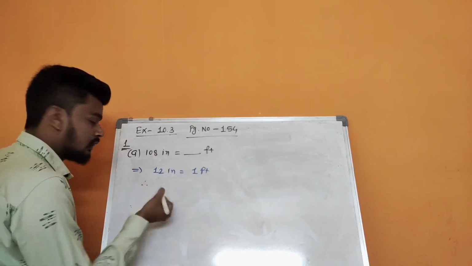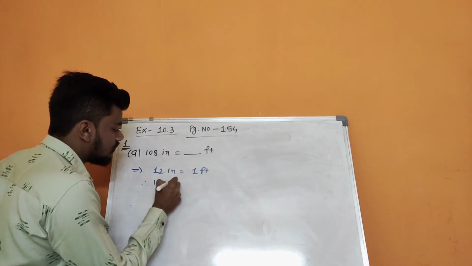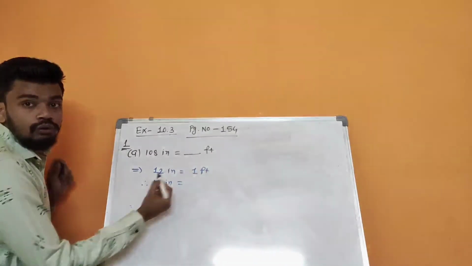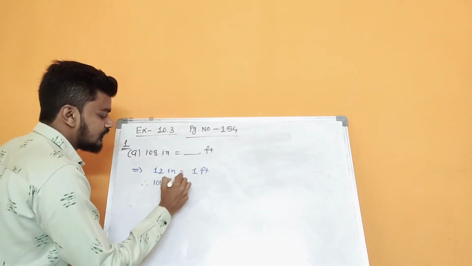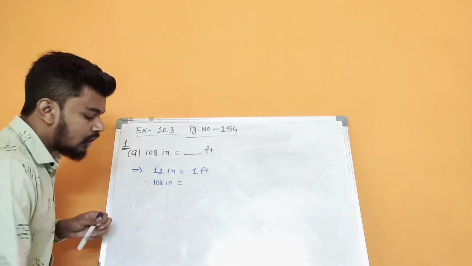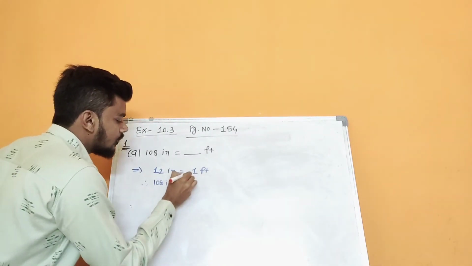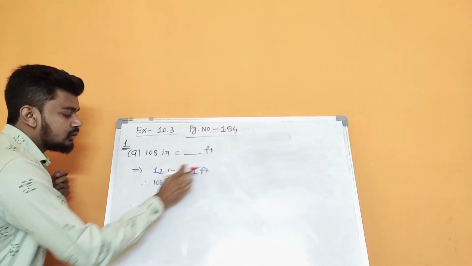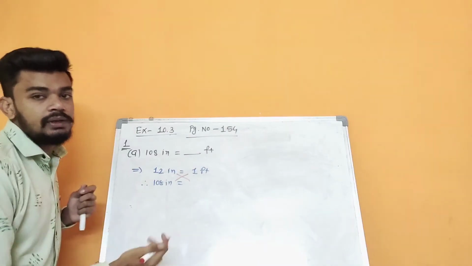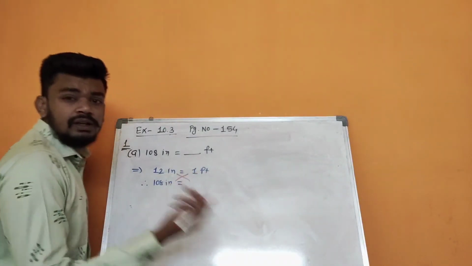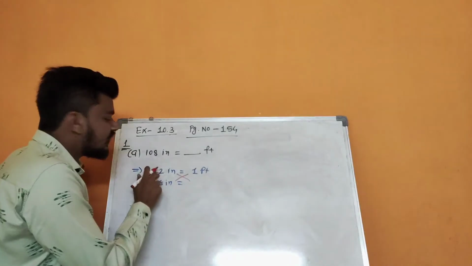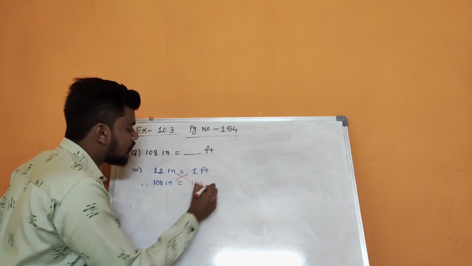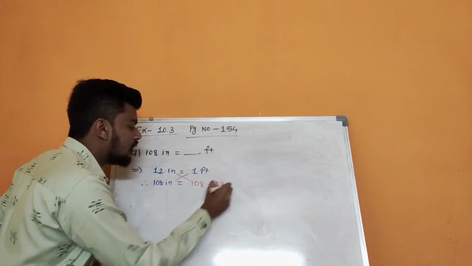Then 108 inch is equal to what? As we know, we have to do cross product, so I am telling you how you can do the cross product of this one. Cross product means like that. This line means multiplication between these two. So 108 multiplied by 1 is equal to 108 only, and the 12 goes in the division. So you have to do like that, 108 divided by 12.